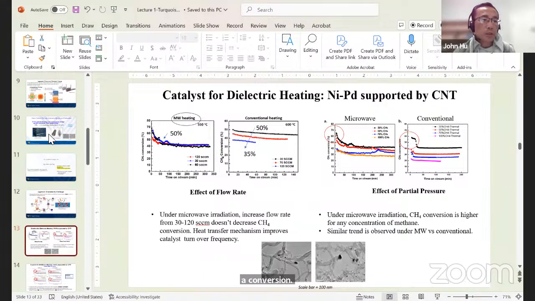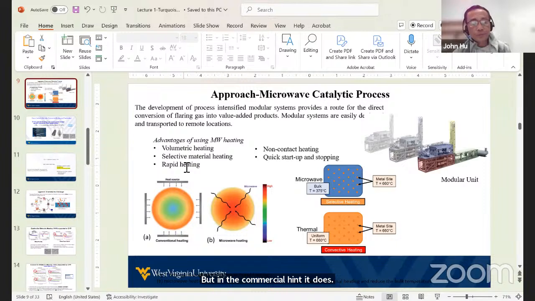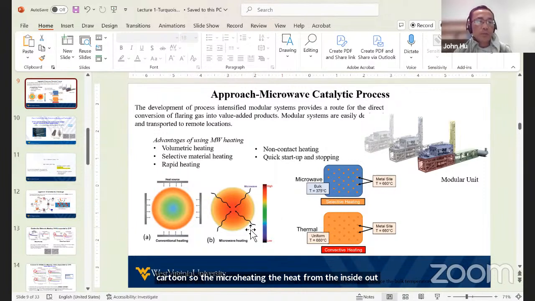The reason is that microwave heating can sustain it; the heat transfer rate is much faster. Just remember that flow rate doesn't affect the conversion in microwave heating, but in conventional heating it does. If you look at this cartoon, with microwave heating the heat comes directly from inside out, so the heat transfer is very fast. That means whenever the reaction needs heat, microwave can sustain that reaction.